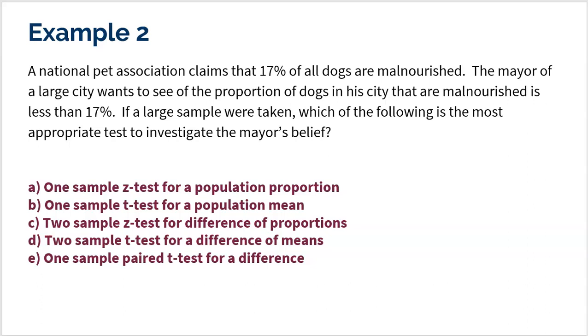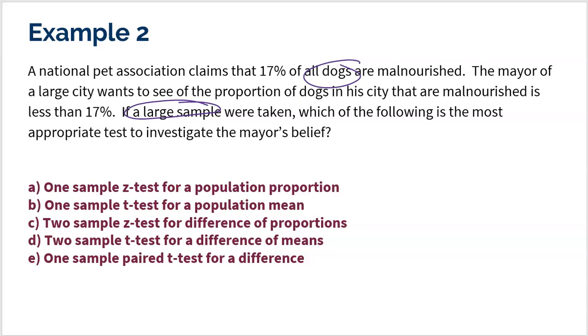All right, so first off, am I working with 1 sample or 2 samples? Well, it seems like I'm only working with 1 sample. It just says if a large sample. I'm only concerned with dogs. It's not like I'm looking at dogs versus cats or 2 different species of dogs. I'm only looking at 1. So this is looking to be a 1 sample test.